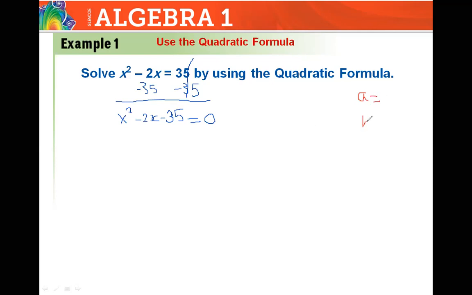The value of B? The value of C? The value of A is x power 2. No, it is a coefficient. The number in front of x squared, only 1. And the value of B has to be a number, without any letter. Here B is negative 2. Yes, it's negative 2. And C? Negative 35.